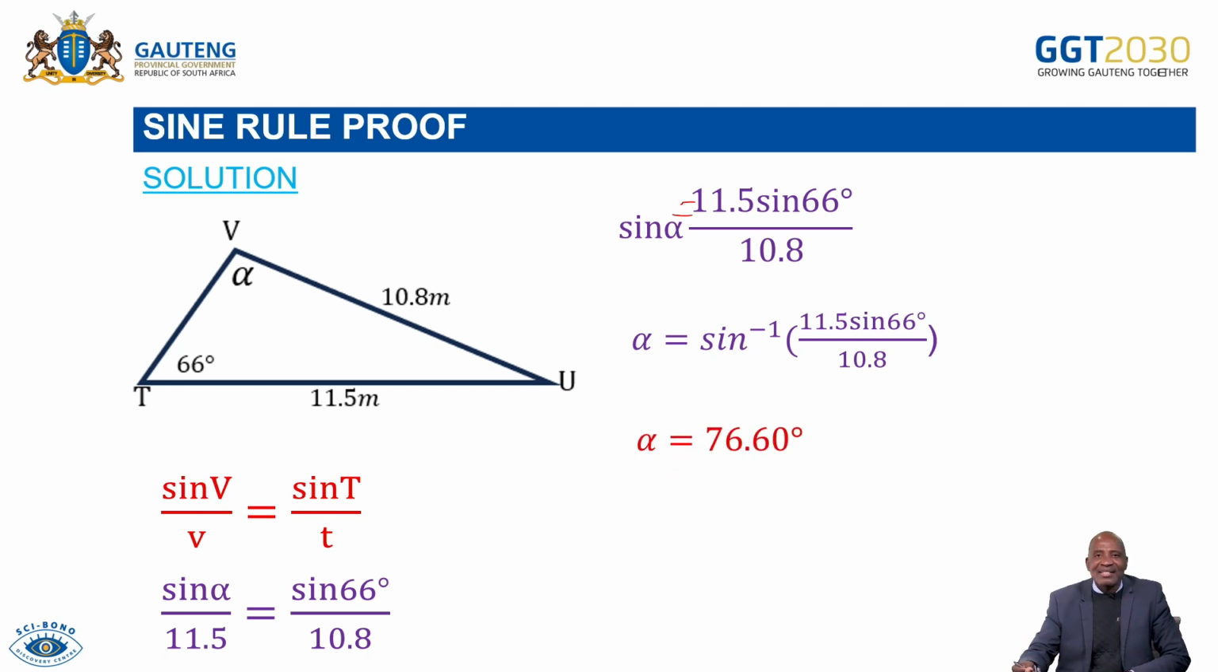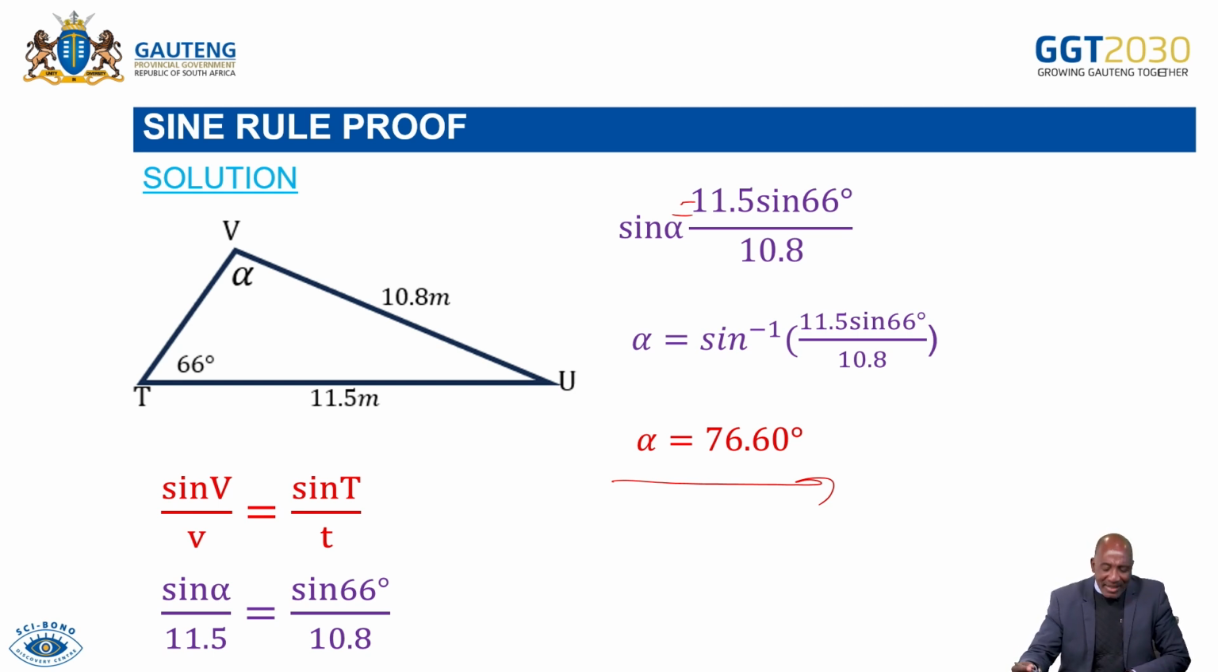This will give us arc sine of that is 76.60 degrees. So it means that angle alpha is 76.60 degrees. That's how you determine the angle if it's hidden from you. Otherwise, we use the same formula to find the sides. It depends on what is given, but the formula will remain the same. You have to craft it or coin it or customize it based on the diagram.